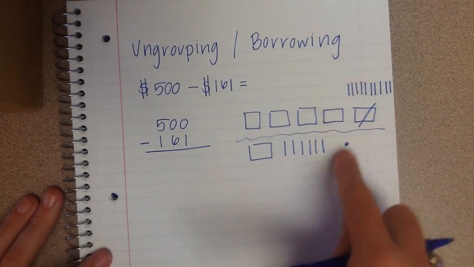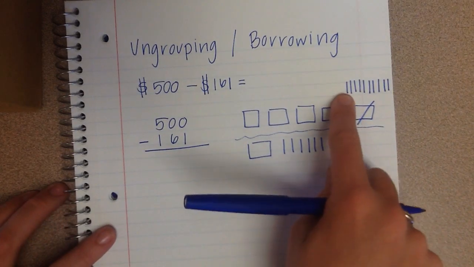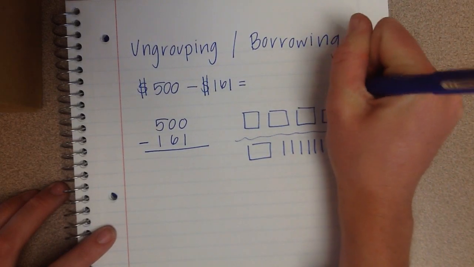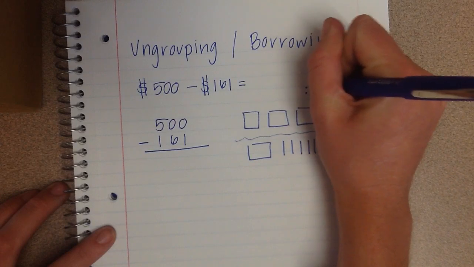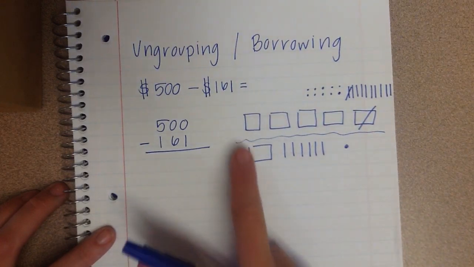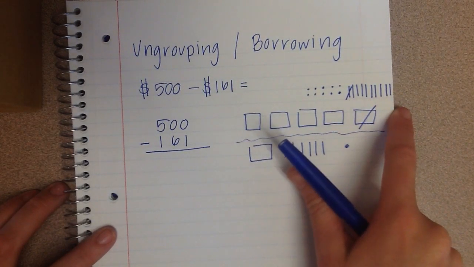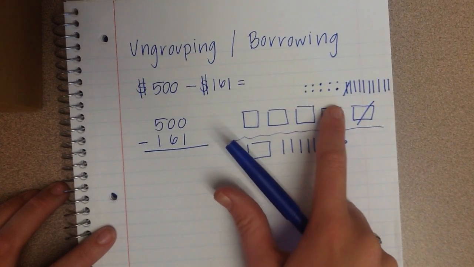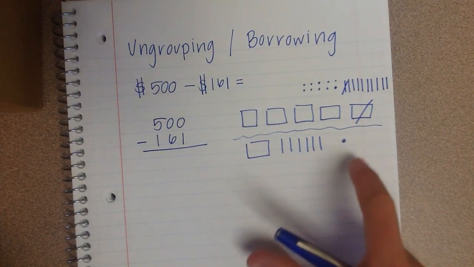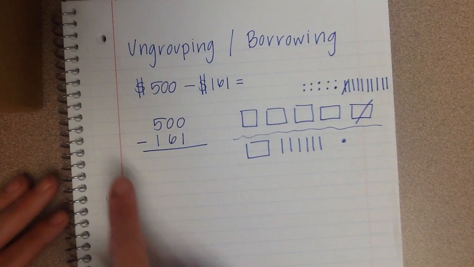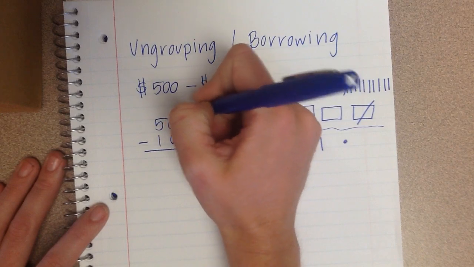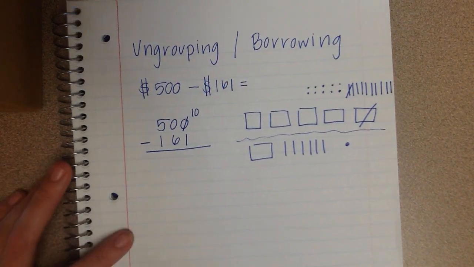Still, I need to take one of those ones away. So I can't take away a 1 from a 10. I'm going to have to break one of these 10s into 1, 2, 3, 4, 5, 6, 7, 8, 9, 10. Okay? So what I did is I broke that down. So now I have 4 hundreds, 9 tens, and 10 ones. When you add that up, you still have 500. So even though it looks like we're taking away, we're not taking away yet. We're simply ungrouping.